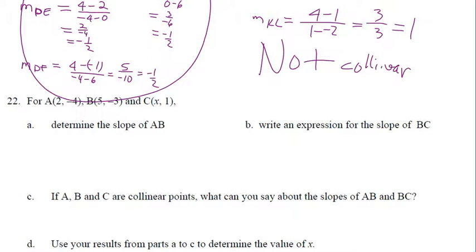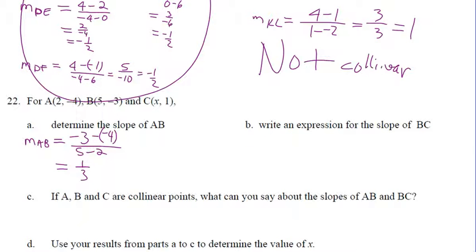For A, B, and C, determine the slope of AB. Okay, so m AB is, I don't know, what order? I just pick random orders, whatever I want to. So 3 minus negative 4 over 5 minus 2 is what? 1/3? 1/3. Said with such conviction. Like 1/3.